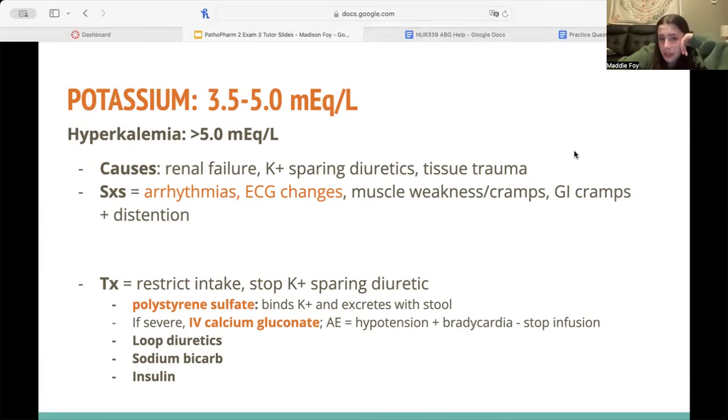If it is super severe, you can give IV calcium gluconate. The main adverse effects here are going to be pretty quick onset of hypotension and bradycardia. And if those occur in dangerous levels, you would want to stop that infusion. You can also do loop diuretics, like I said, furosemide, sodium bicarbonate administration, and insulin will also decrease your free potassium.